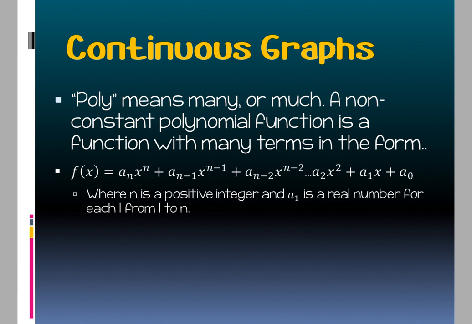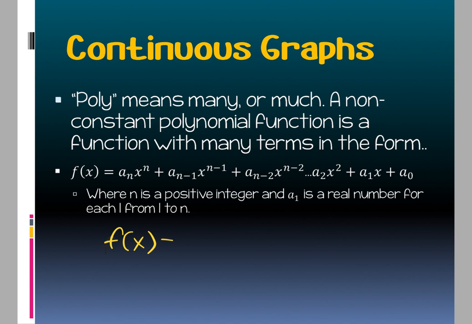The poly means many, or much. A non-constant polynomial, so this is no longer a straight line, is a function with many terms in this long form. This form looks like a foreign language, I understand, but I'll explain it. It is saying that it is f of x equals, and the n is going to be the highest exponent. Everywhere you see an a or an n in this little thing, there would be a coefficient or an exponent.